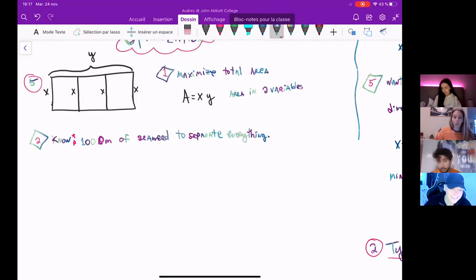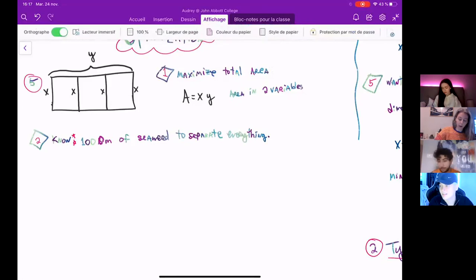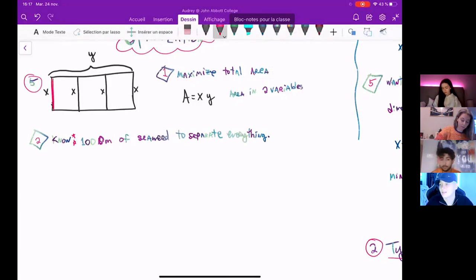Okay, so I'm just gonna draw some lines in red. Am I putting seaweed here? In that red line I just drew? I'm separating the rooms with the seaweed.